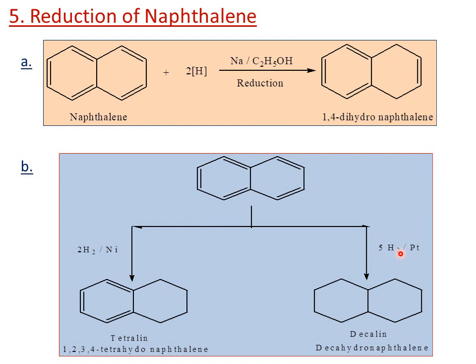In the presence of platinum and 5 H2 molecules, we are able to saturate all 5 double bonds, adding 10 hydrogens. We can name it decalin, or decahydronaphthalene. So three reduction products: in the presence of sodium in ethanol, 1,4-dihydronaphthalene; in the case of nickel, tetralin; in the case of platinum, decalin. There is a specific use for tetralin and decalin: both molecules are used as solvents.